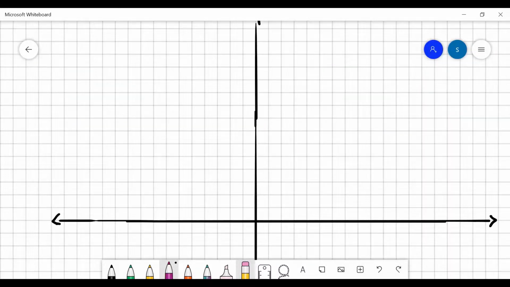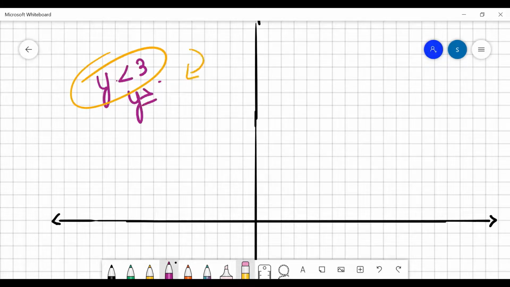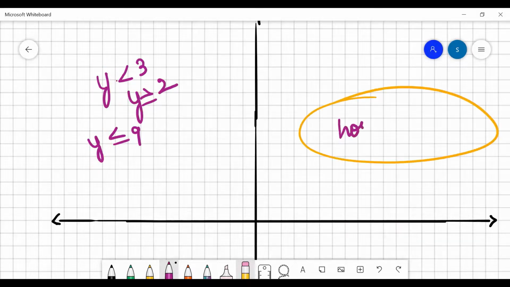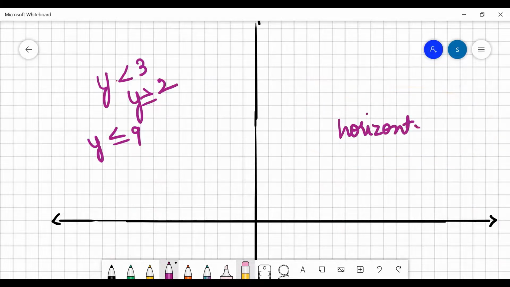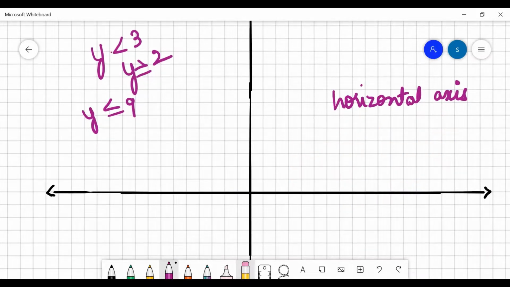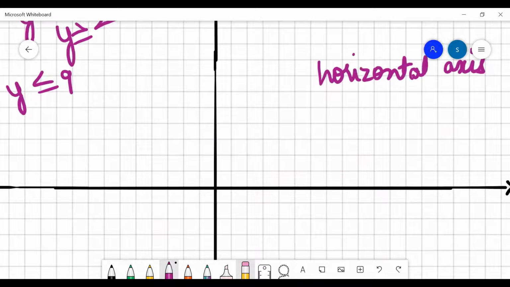Now similarly, let's talk about inequalities that have only y as the variable. For example, y less than 3, or y greater than or equal to 2, or y less than or equal to 9, and so on. So whenever you have a single variable which is y, remember that it's always going to be a horizontal line, that is, parallel to the x-axis. So let's try representing y less than 3 here. So first of all, figure out where y less than 3 is.